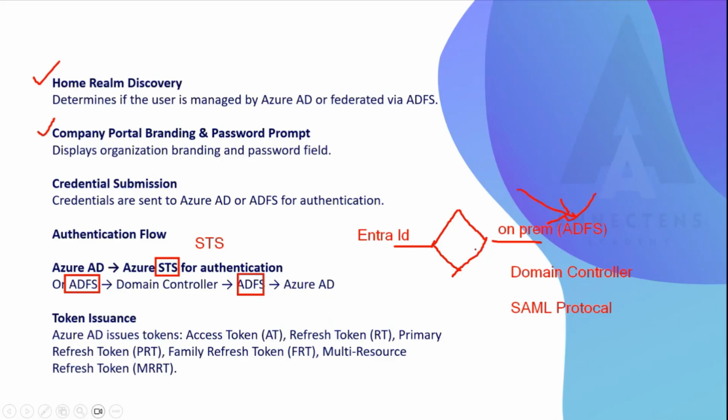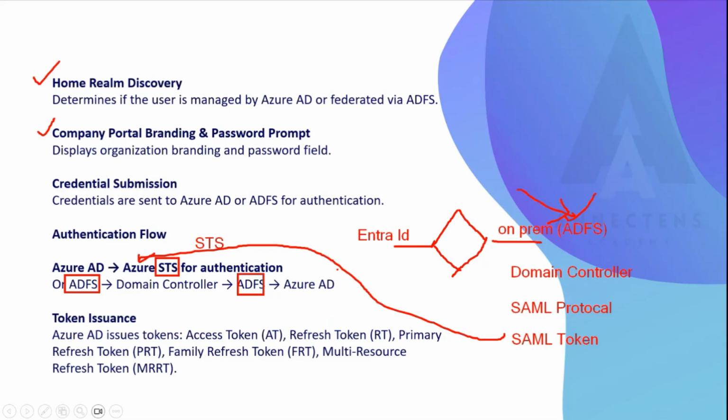So for on-prem, I'll repeat what is happening. On-premises AD Federation Service, which is Active Directory Federation Service, will come into the picture when the user details are on-prem. So ADFS is used when the request is redirected to ADFS. Then authentication happens through the domain controller using the SAML protocol, and that SAML protocol issues a SAML token, which is reissued to Azure here.